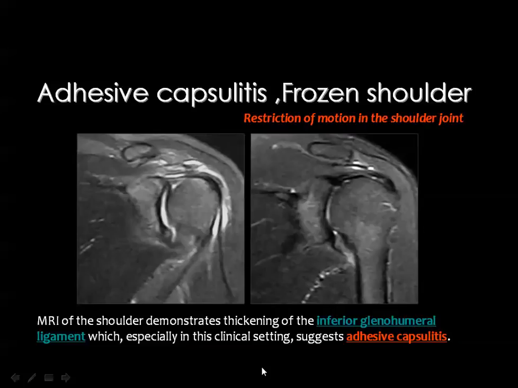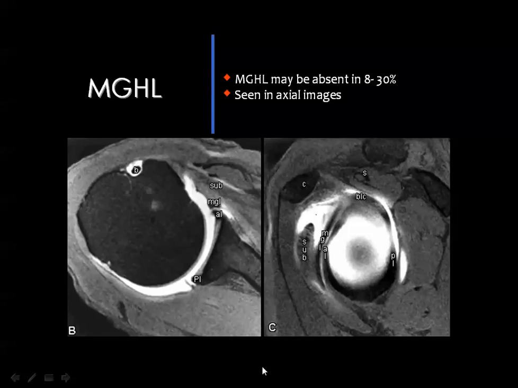known as adhesive capsulitis. The middle glenohumeral ligament is seen in the axial images between the subscapularis tendon and the anterior labrum, and this is the middle glenohumeral ligament. In the sagittal view, you can see the whole or the three ligaments whenever you have injected contrast media inside the joint. Then this is the posterior labrum and this is the anterior labrum, and this is the subscapularis muscle. You remember that the middle glenohumeral ligament lies between the subscapularis and the anterior labrum.